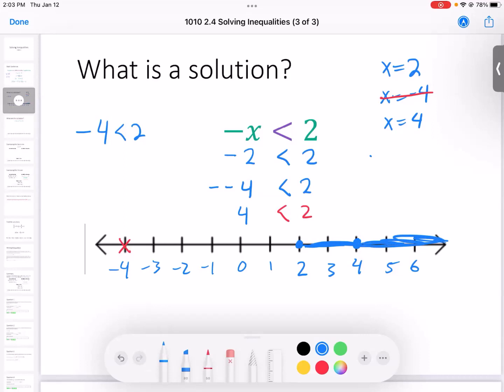Is there anything in this part that would be a solution? -1. Okay, so we could try that out. If x equals -1, we would get the opposite of -1 is less than 2, which we could write as 1 is less than 2, which is true. So that's a solution. And I think everything in between there would also be a solution, right? Because all of these numbers will turn into negatives when you do the opposite of them. And then the opposite of -0.5 would be 0.5, but 0.5 is still less than 2. So all of those are going to be solutions. Are there any other solutions?